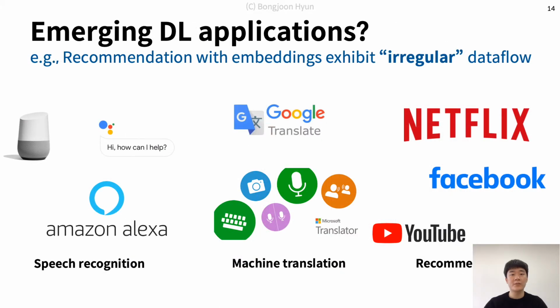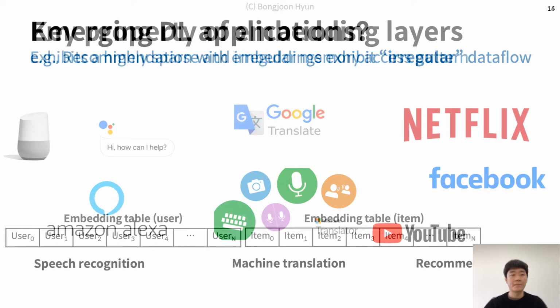So far, this method has worked all fine. However, emerging deep learning applications utilizing embedding layers, for instance speech recognition, machine translation, and recommendation, exhibit highly irregular data flow, limiting the types of workloads that can be accelerated by these NPUs.